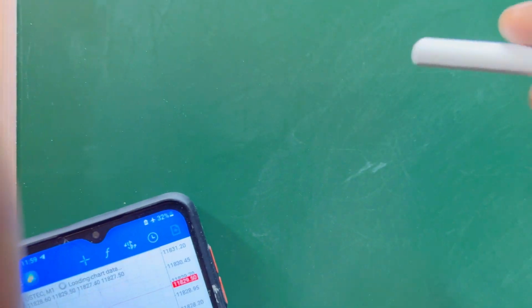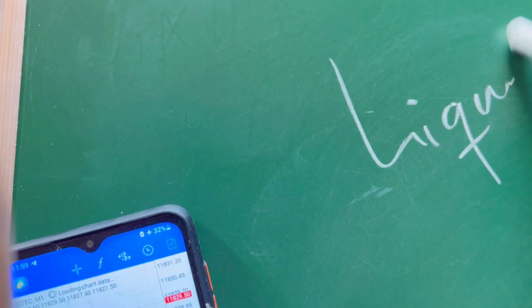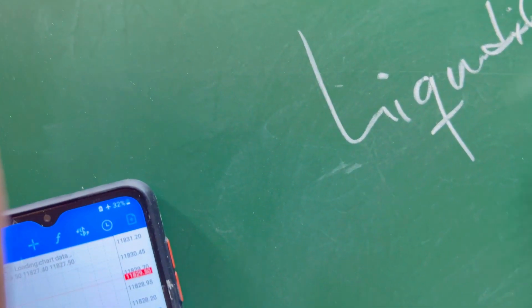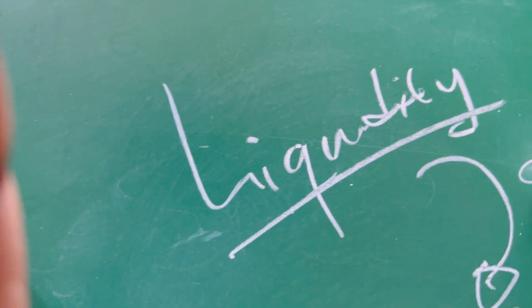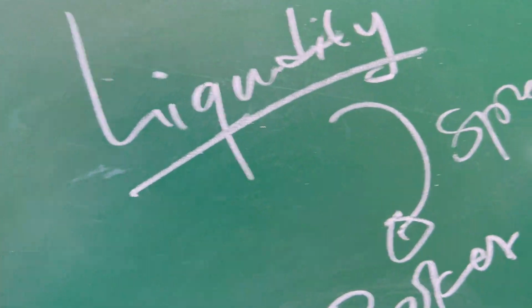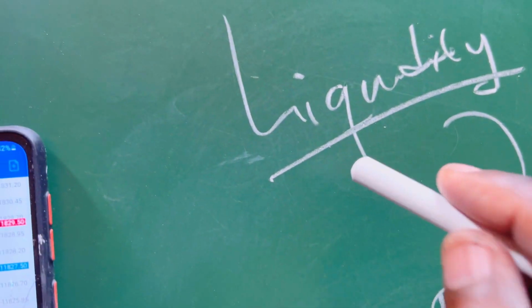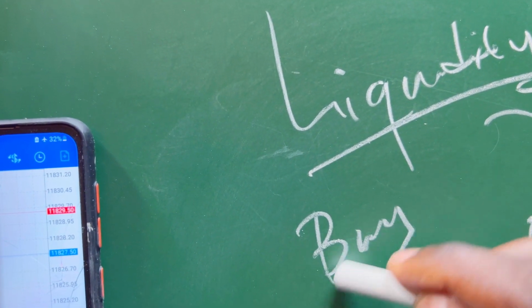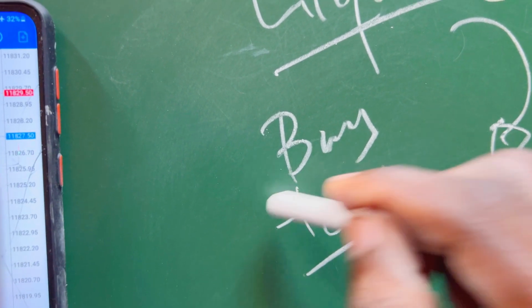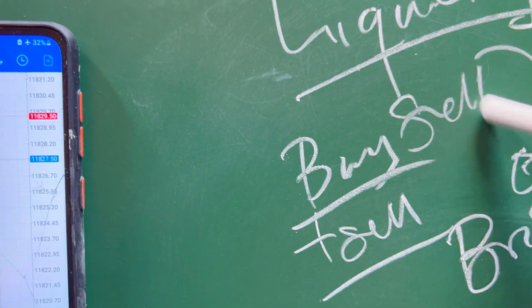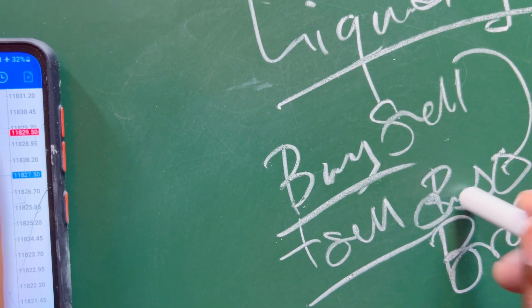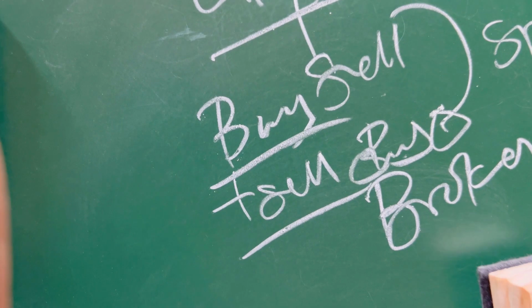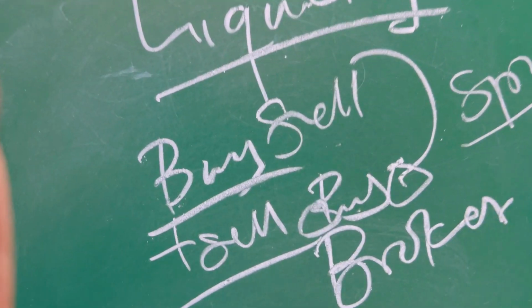So in this case, we have liquidity, and from this liquidity to the broker. Liquidity has spread also, they provide spread. They provide the buy and sell, and they also provide sell and buy. All right, and then right now we're in the broker. This comes with a spread.